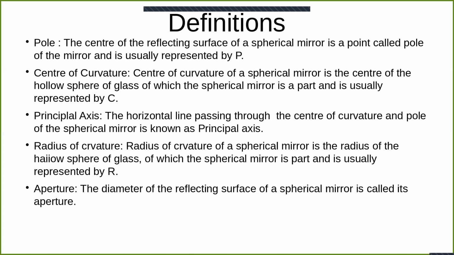Then next one, aperture. The diameter of the reflecting surface of a spherical mirror is called its aperture. Aperture means, when we are considering the mirror, the diameter of the reflecting part is known as the aperture.